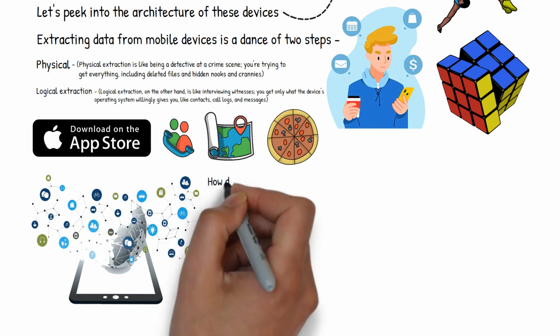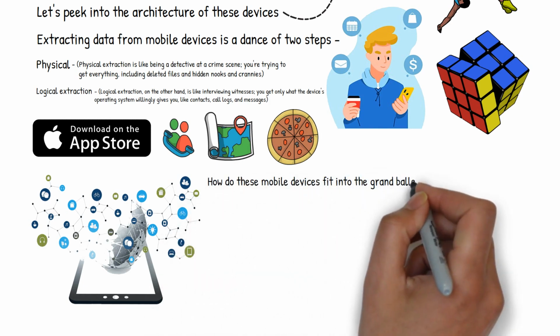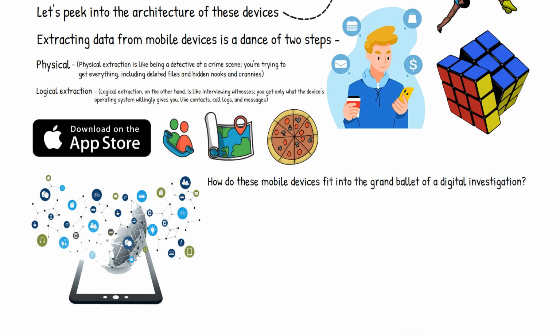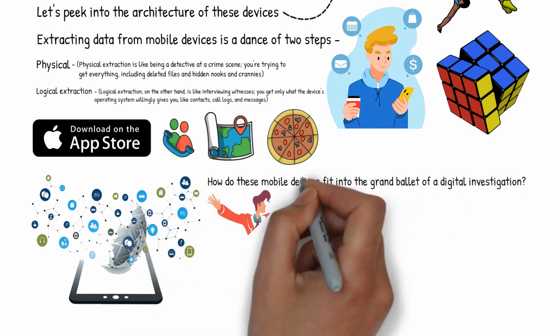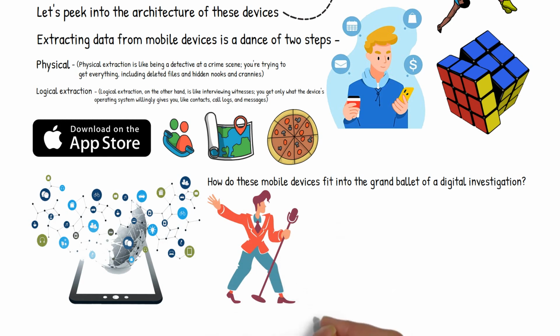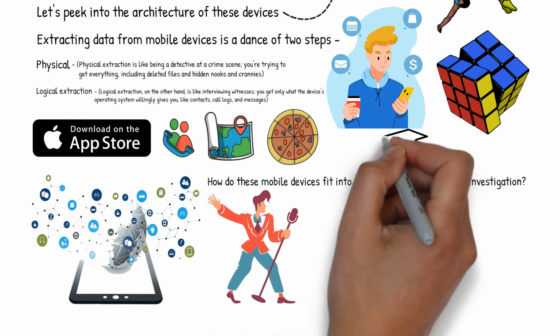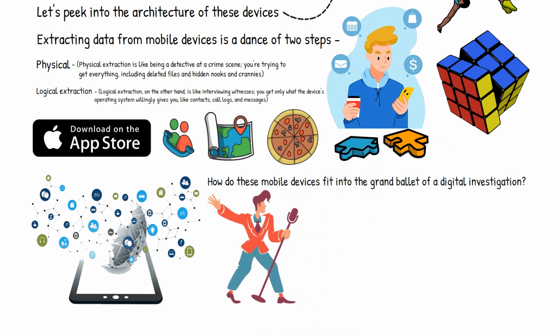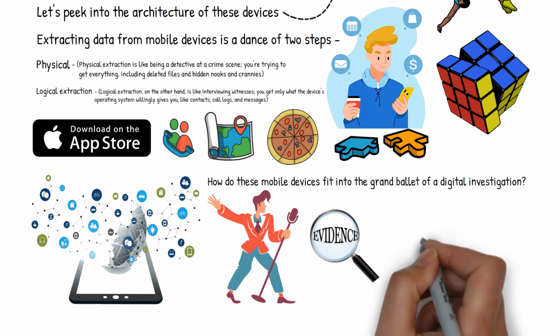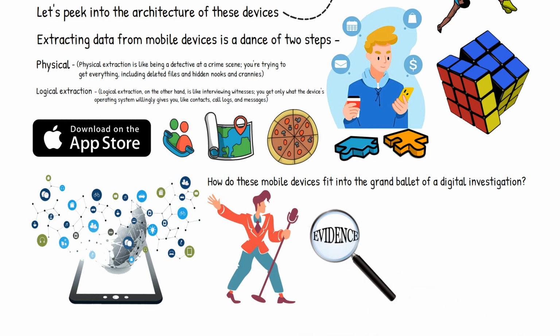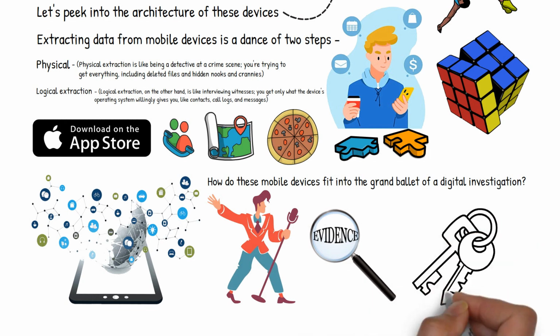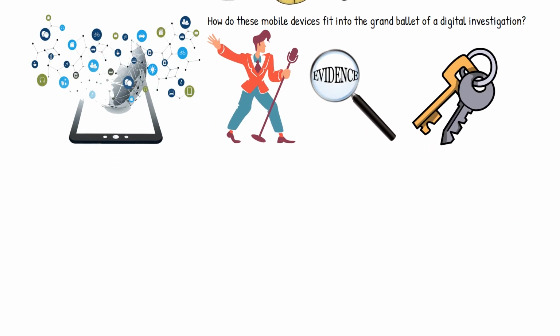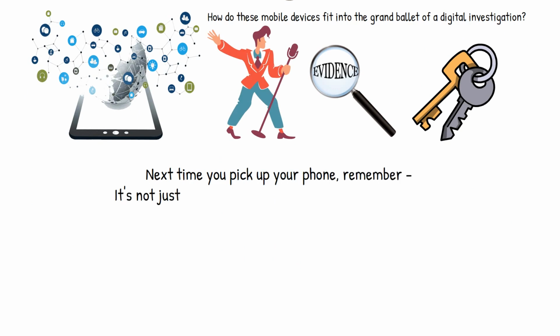Finally, how do these mobile devices fit into the grand ballet of a digital investigation? They're not just solo performers, they're part of a larger ensemble. In the digital investigation world, mobile devices often provide the missing pieces of a puzzle. They interact with other digital evidence, corroborating or contradicting alibis and timelines. Think of them as the key witnesses in a trial, small but with stories big enough to crack a case wide open. So next time you pick up your phone, remember, it's not just a device, it's a storyteller waiting to be heard.